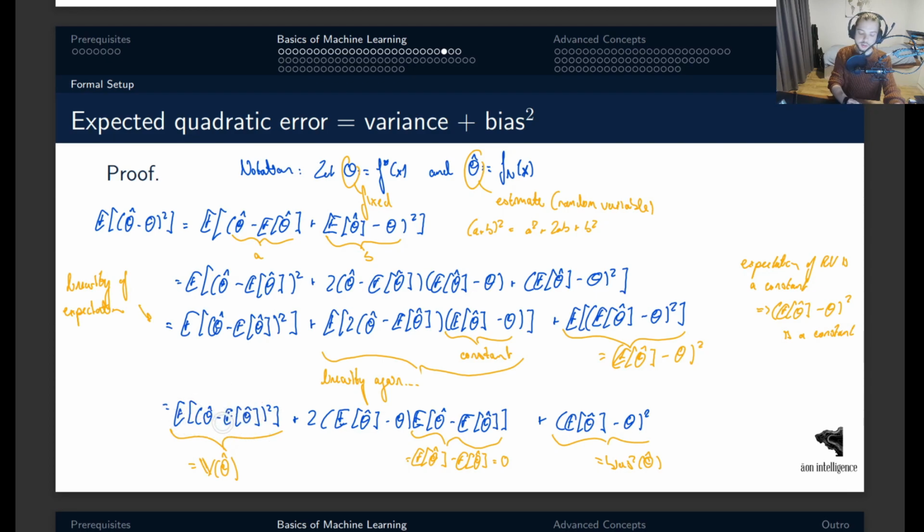And we observed that this is just the variance of our estimate, and this is the bias squared of our estimate. And therefore, we have shown that the expected quadratic error decomposes into a variance and a bias squared term, concluding our proof.